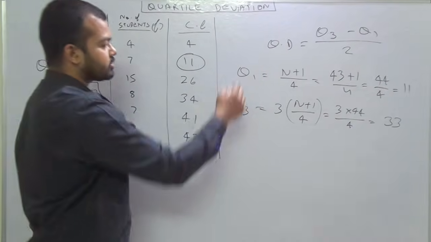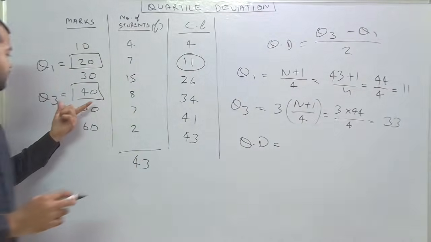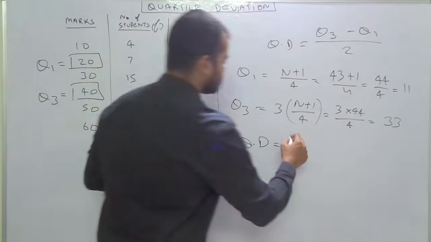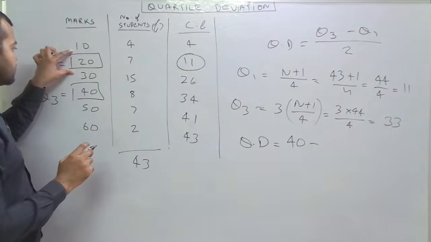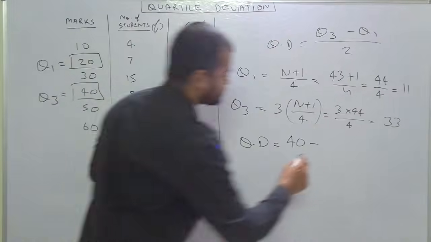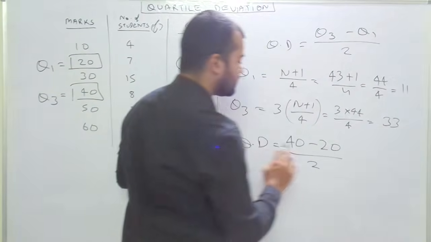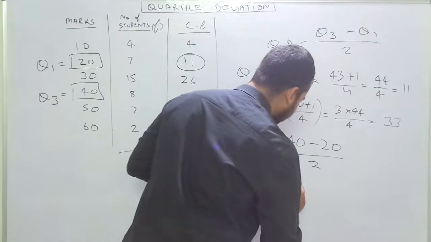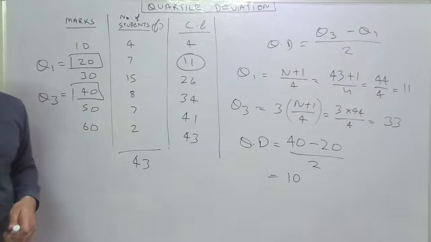Now we have to calculate the quartile deviation, that is QD. It means (Q3 minus Q1) divided by 2. The value of Q3 is 40. Now you just have to put all these values into the formula. Q3 minus Q1, here Q1 is 20. So we write 40 minus 20 divided by 2. That is 20 divided by 2, that is 10. So the quartile deviation answer comes out as 10.